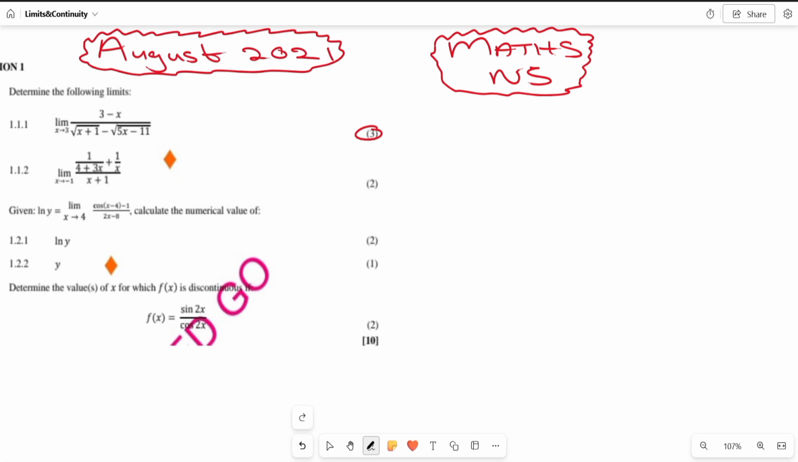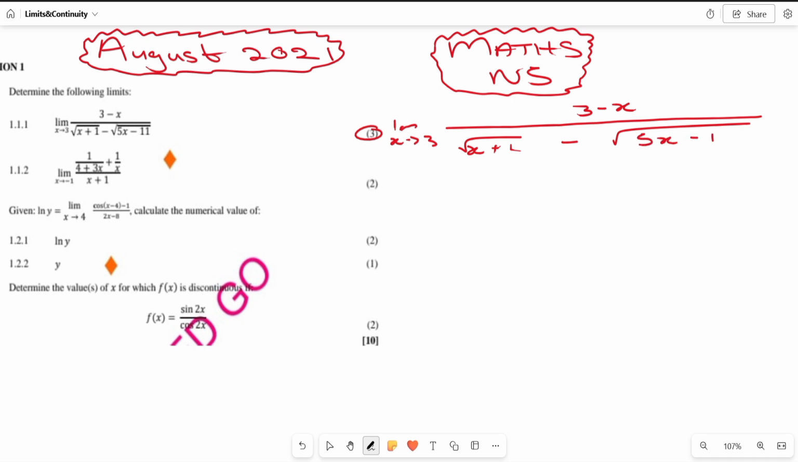Let me just rewrite that quickly. We have the limit as x approaches 3 of 3 minus x, divided by root of x plus 1, minus root of 5x minus 11. Just by looking at this, it looks extremely hard.